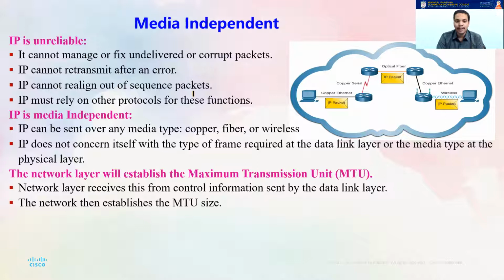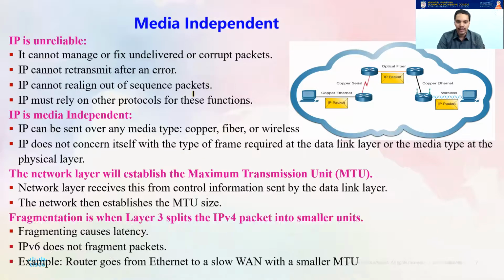So the size of the maximum transmission unit is actually decided based on the information sent by the data link layer. It will tell you. And as I told, if the size of the packet is larger than the MTU, you actually break it into parts. That is called fragmentation. IPv6 does not fragment packets, because fragmentation creates latency. You have to take everything into control and you have to reassemble them at the receiver.